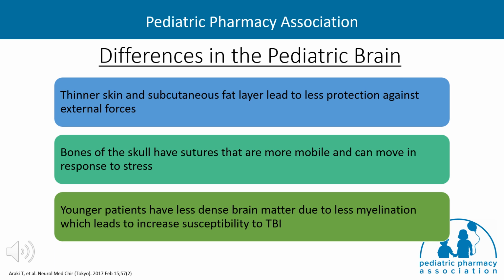There are differences in the pediatric brain that can cause them to be more susceptible to adverse effects from traumatic brain injury. These changes include thinner skin and subcutaneous fat layer, which gives them less protection against external forces, as well as the bones of their skulls have sutures that are more mobile and can move more in response to stress than in the adult brain. Younger patients also have less dense brain matter due to less myelination, which increases their susceptibility to traumatic brain injury.